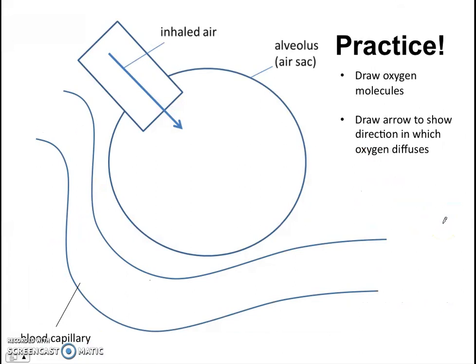So let's just do a bit of practice. Here's a diagram on your notes. I want you to draw the oxygen molecules, representing them with a circle, and you can draw more circles where the oxygen concentration is higher and fewer circles where the oxygen concentration is lower. Then I want you to draw an arrow to show the direction in which the oxygen diffuses. So here in the diagram you see that this is the air that's just been inhaled, that's just been breathed into the lungs. Alright, pause the video and then play again when you're done trying.